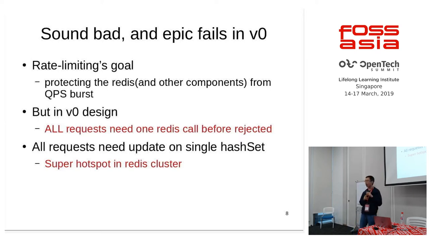Another problem is the hash in the Redis cluster environment. Although you can have a lot of nodes in the Redis cluster, one hash is only stored in one Redis node. It means that during system throttling, all of such traffic will jump into one Redis cluster node, and it will result in a hotspot.